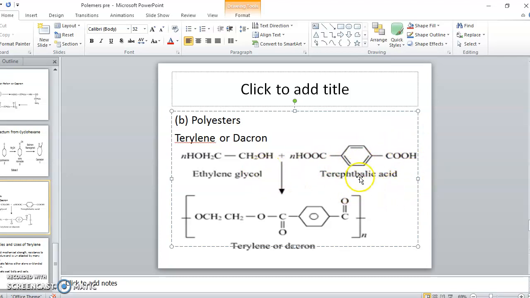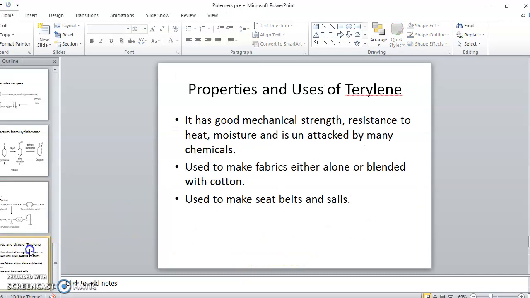So these two will condense. From here an OH and from here a hydrogen will be removed, and thereby you will get the product called terylene or dacron. This is a polyester. Now I'll discuss the properties and uses of terylene. It has good mechanical strength, resistance to heat and moisture, and is unattacked by many chemicals. It is used to make fabrics either alone or blended with cotton.